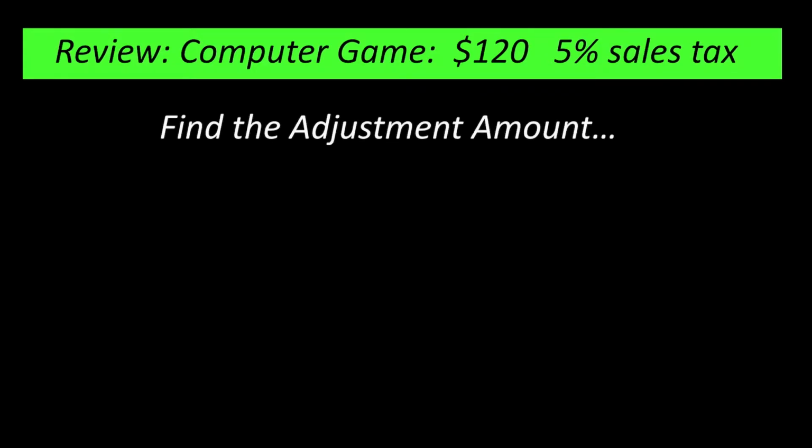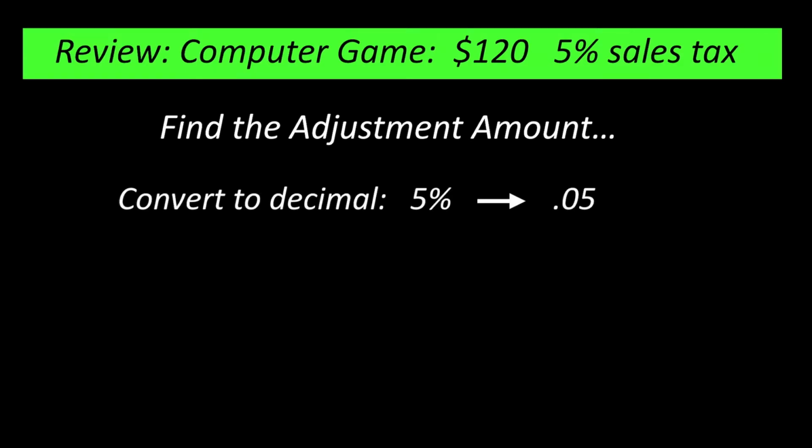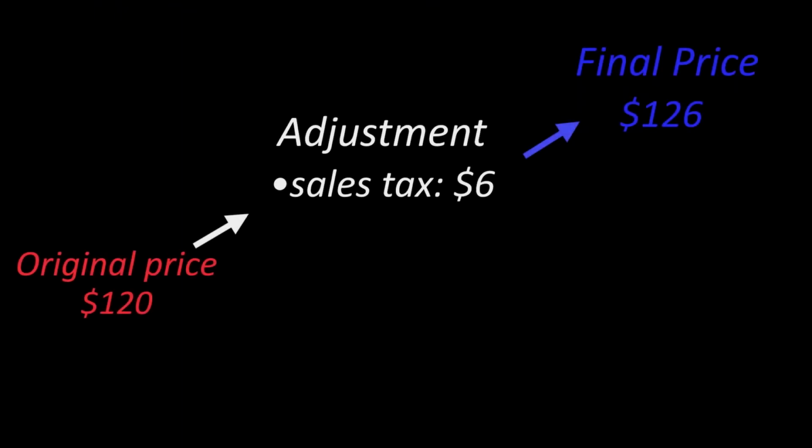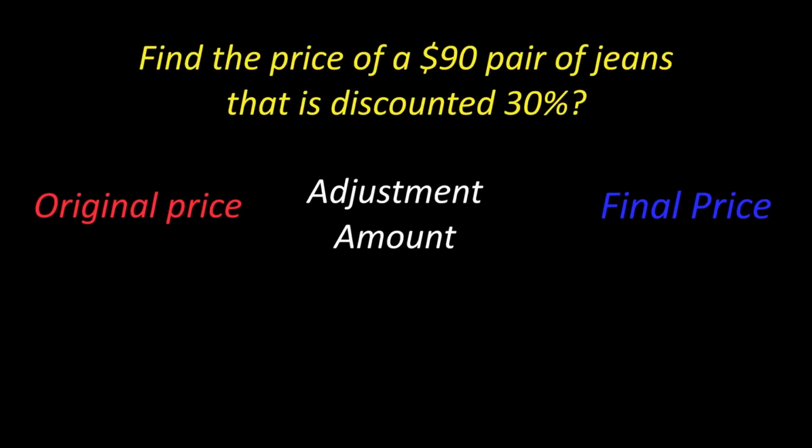So let's review what we just did. Here are the particulars of that problem. Original price, $120. We're dealing with 5% and we're dealing with a tax. We find the adjustment amount. To do that, we take the percentage and convert it to a decimal. We multiply by the original price. We get the adjustment amount of $6. Since we're dealing with a tax, we're going to add it to the original price to get a final price that is higher than the original.